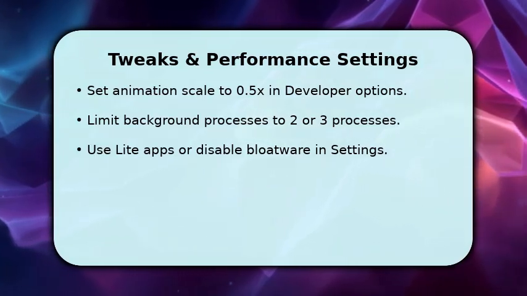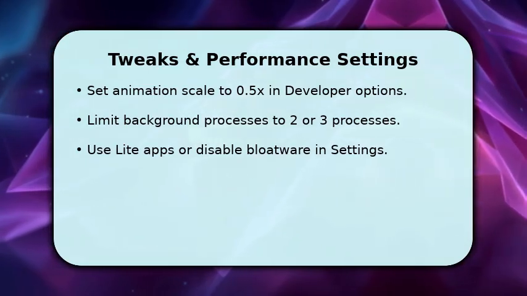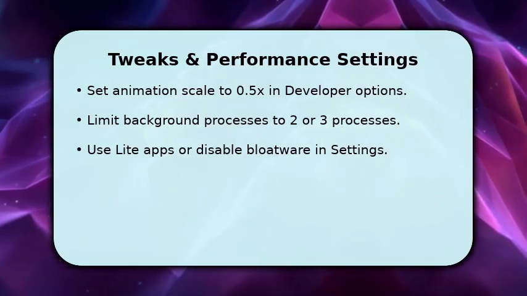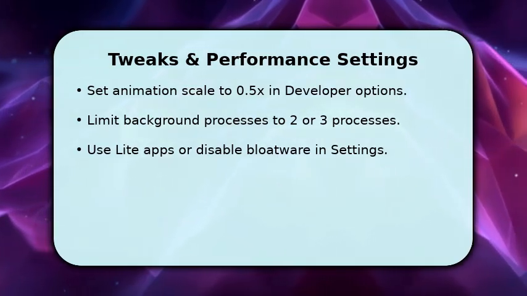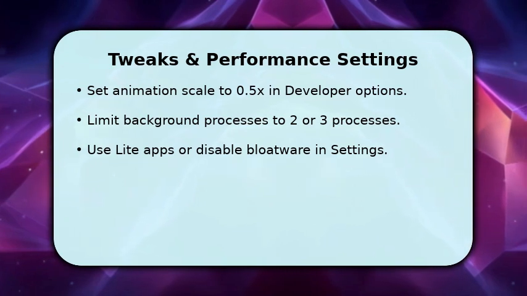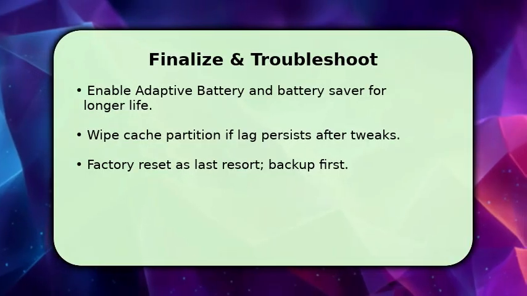Disable or freeze pre-installed bloatware and switch heavy apps to their light versions when available, because fewer background services equal lower memory pressure. Once configured, run common tasks and watch finish by enabling adaptive battery and using battery saver to restrict abusive apps and extend uptime while keeping performance steady.